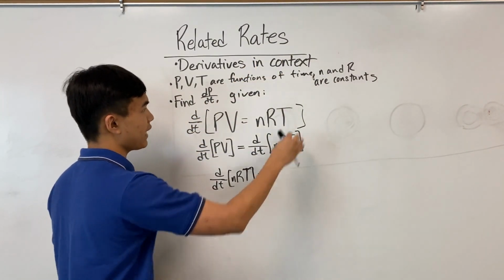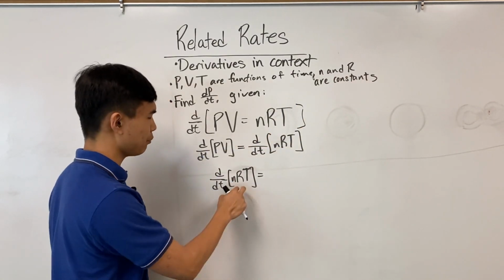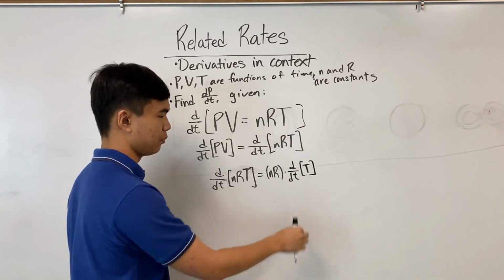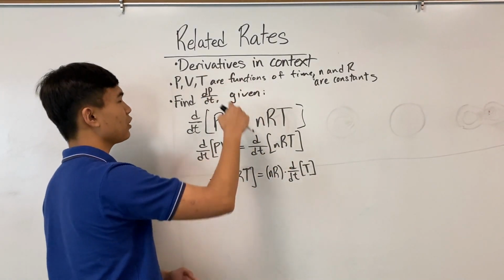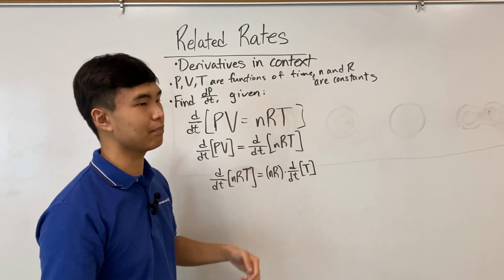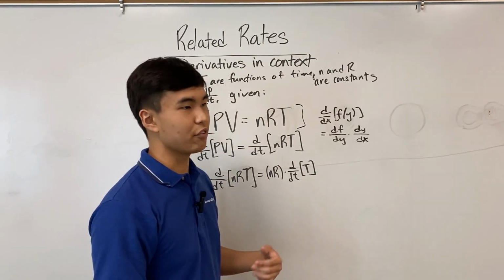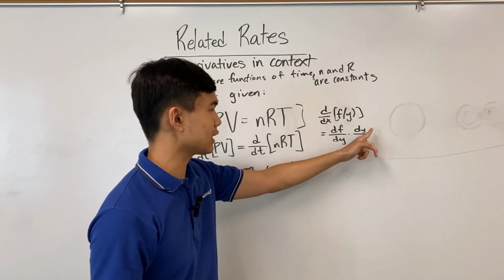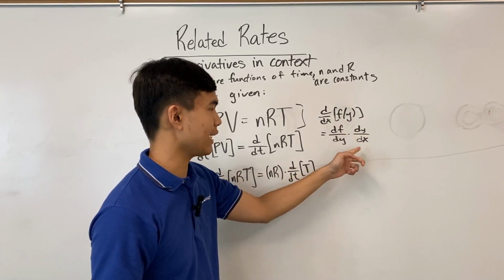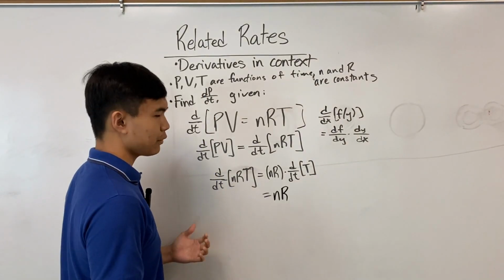Here we're told that n and R are constants, so we can pull them out of the derivative, like so. Now we have to find the derivative with respect to time of big T. But we're just told that T is a function of time, and we're not actually given what T is. This is really similar to implicit differentiation, where we didn't know what y was, so we just left the derivative of y with respect to x as dy/dx. And that's exactly what we're going to do here.